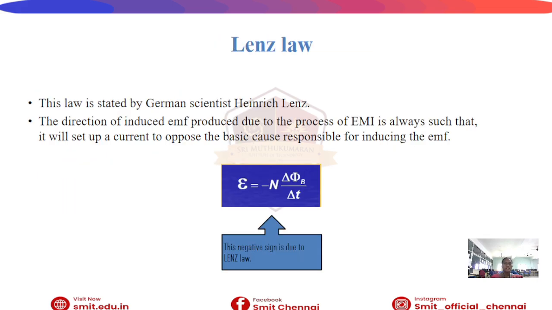Lenz's law. Lenz's law was stated by Heinrich Lenz. It states that the direction of induced EMF is always such that it opposes the cause that produces it. This opposition is represented by a negative sign in the EMF equation, which is due to Lenz's law. So, induced EMF E equal to minus N dφ divided by dt. We know that E means induced EMF, N is the number of turns, dφ means change of flux, and dt is the change in time.